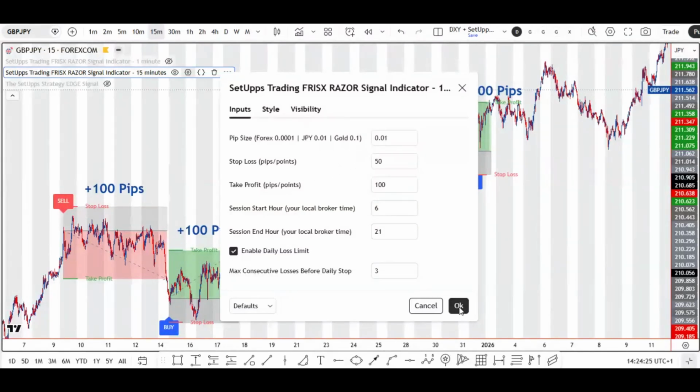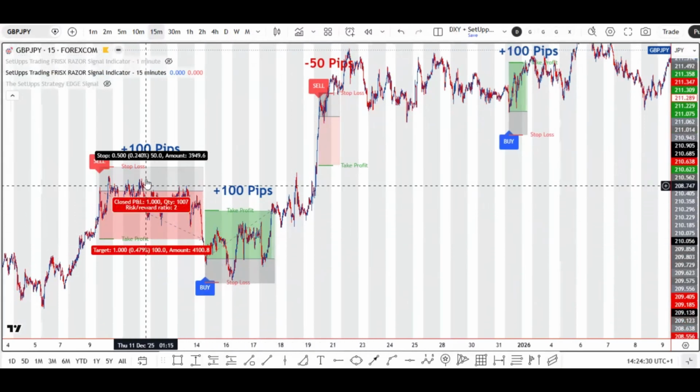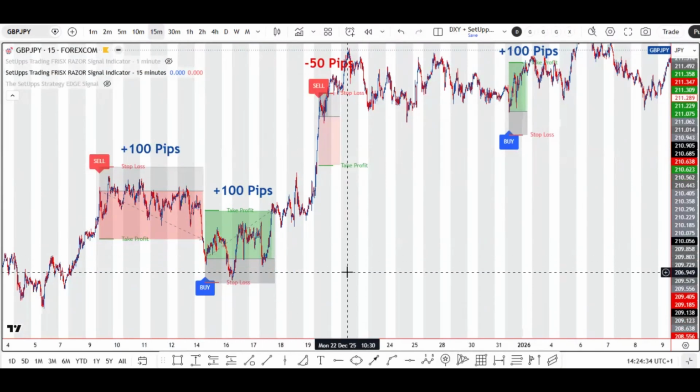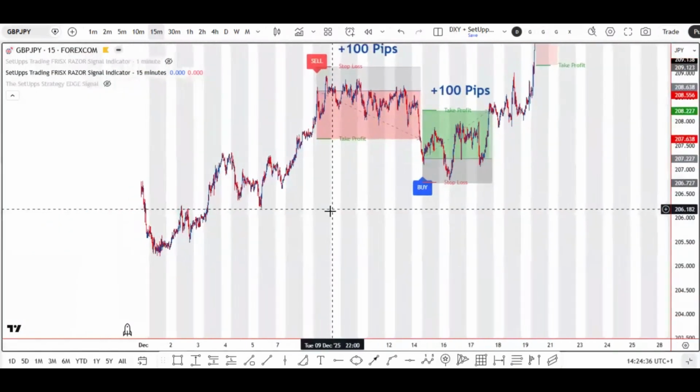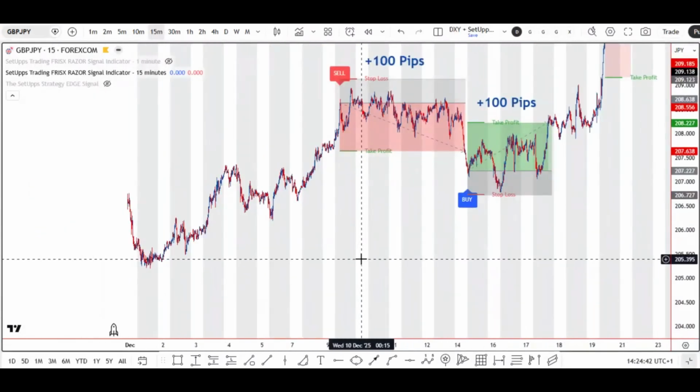Basically, it's set to a 1-to-2 risk-reward at the moment. So every loss is 50 pips minus, and every gain is plus 100 pips. So we're going to start now. I can only go back as far as December 1st. I'm going to go back and do a bit of a back test so that you can see for yourselves.